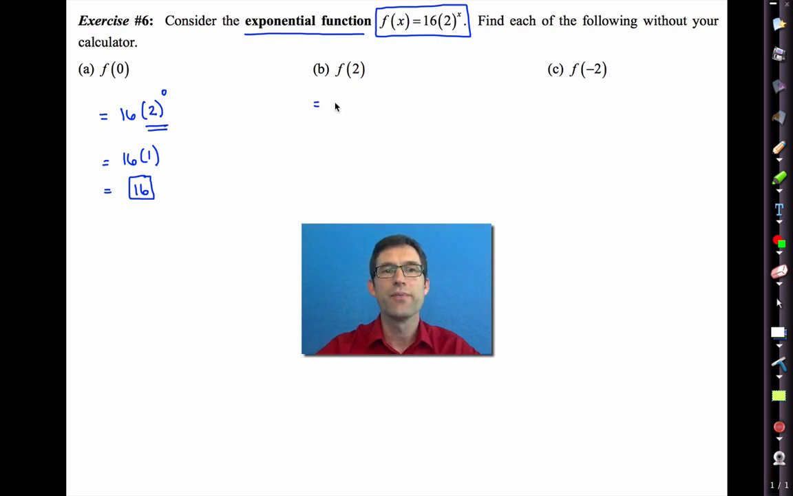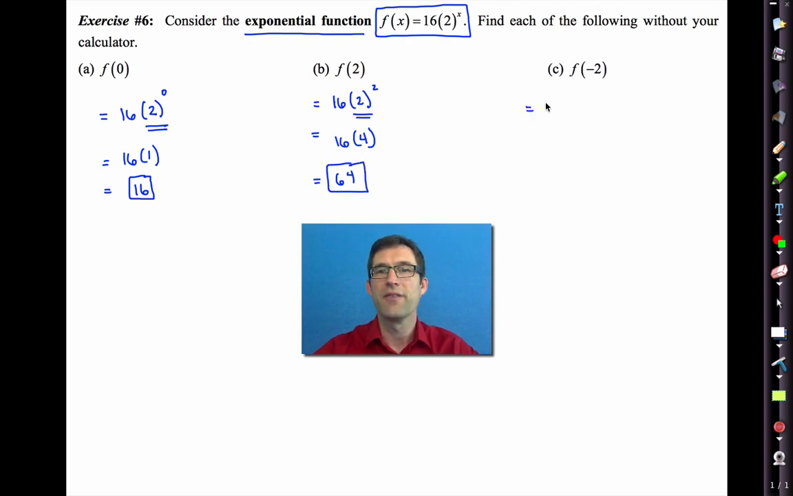Let's do f of 2. That's going to be 16 times 2 squared. Again, we have to remember to do this first. That's going to be 16 times 4, and that's going to be 64. So f of 2 is 64.